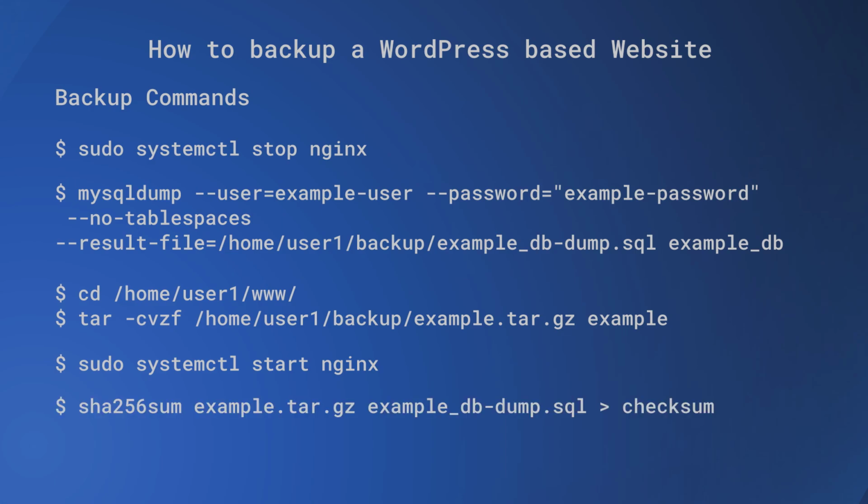We can compute the SHA-256 checksum for these just in case we want to check the integrity of these two files later on. The command is sha256sum example.tar.gz example_db-dump.sql > checksum. So these three files, the database dump, the tar archive and the checksum, give us the backup of the example.com website.